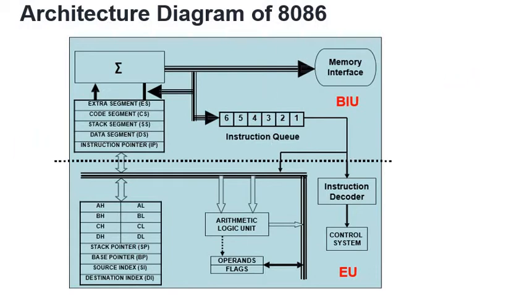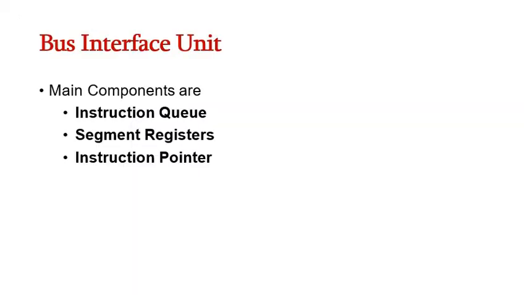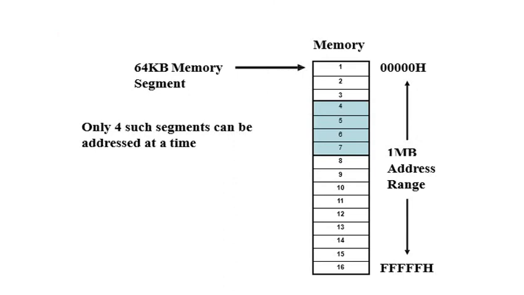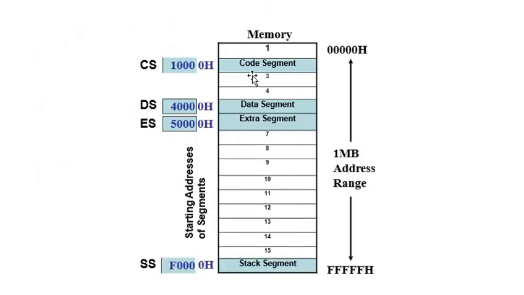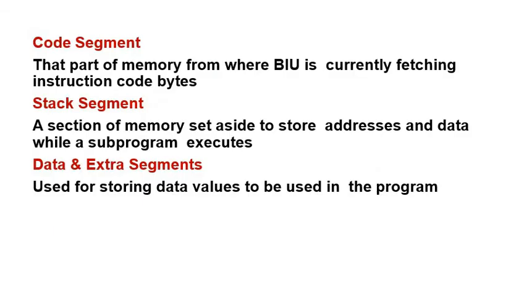The total 1 megabyte of memory can be divided into 4 segments. So the 4 segments are code segment, data segment, extra segment and stack segment. The code segment is used to store the program, and the bus interface unit fetches the instruction to be executed from this code segment.